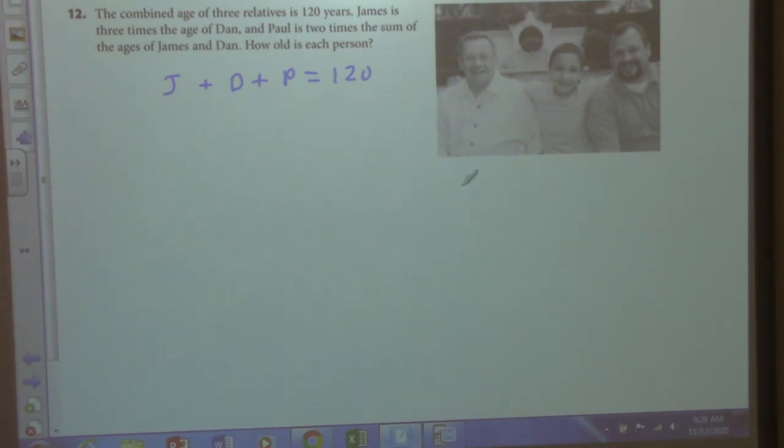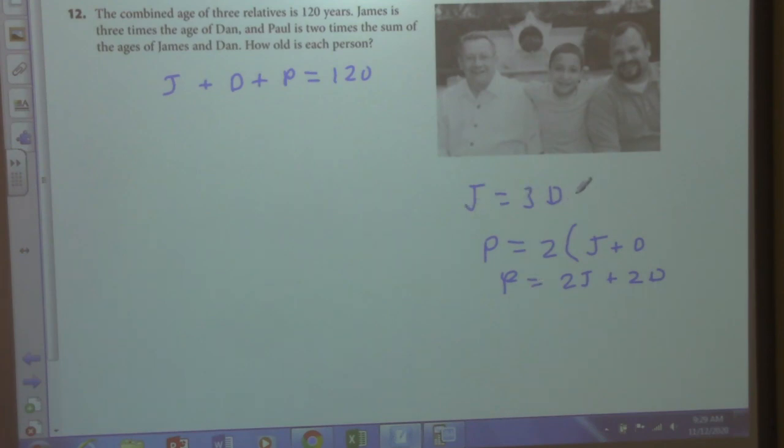And James is 3 times D, right? And Paul is 2 times the sum of J plus D. So P equals 2J plus 2D. And there are your equations, right?